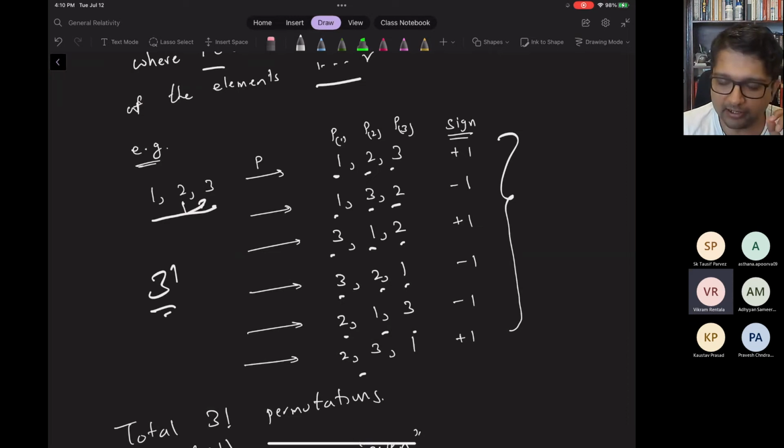Now you can assign a sign to each of these permutations depending on whether the permutation is obtained through an even number of exchanges of any two objects or an odd number of exchanges.